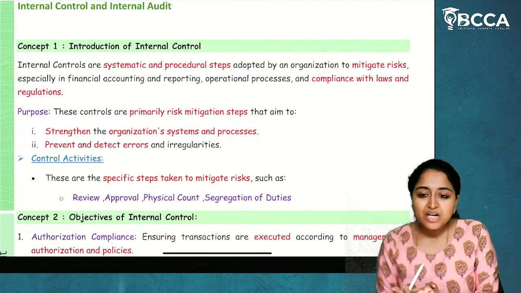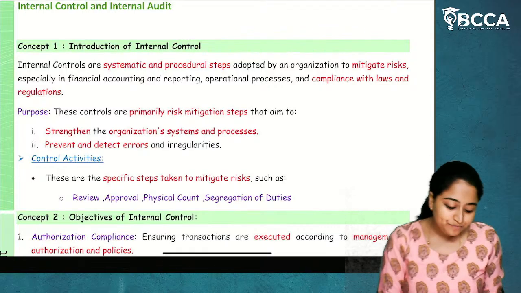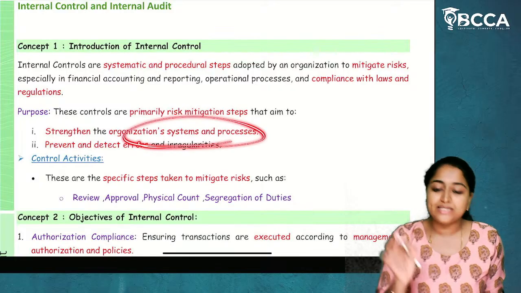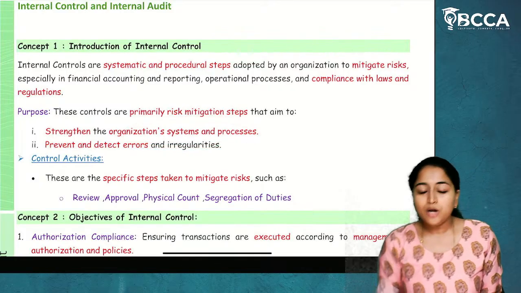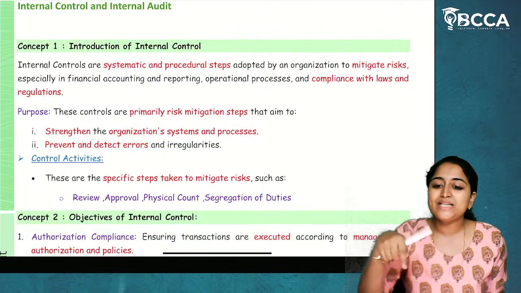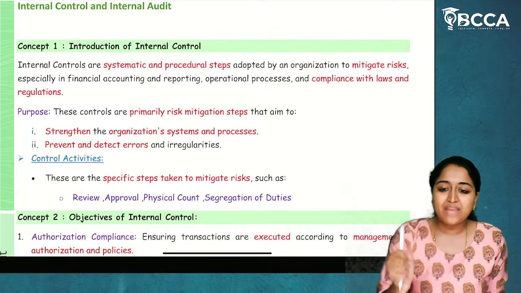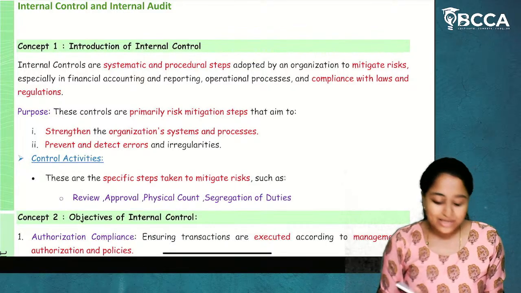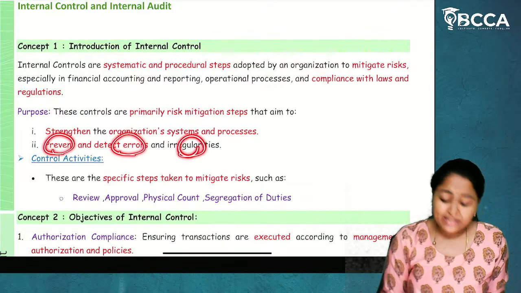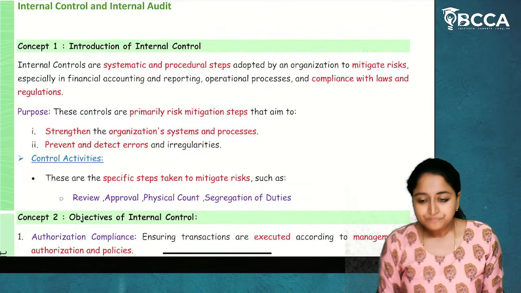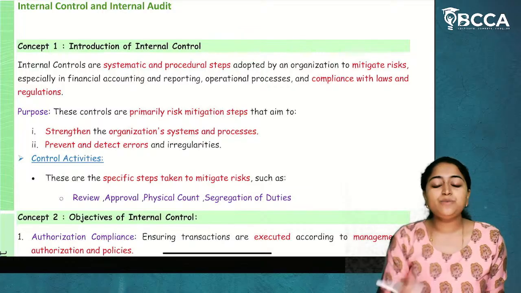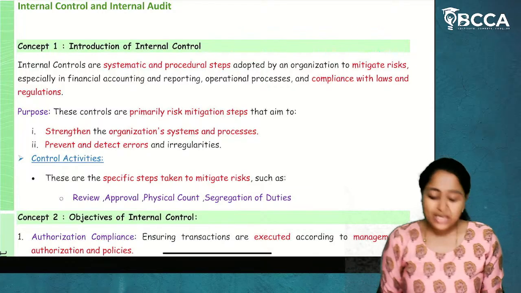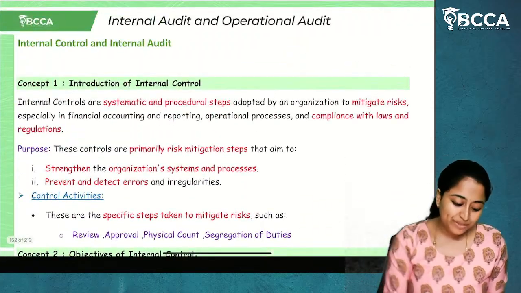Why are these internal controls there in the organization? To strengthen the organization's systems and processes, and to prevent and detect errors and irregularities. For this purpose, management will build internal controls in the organization. I hope it is clear.